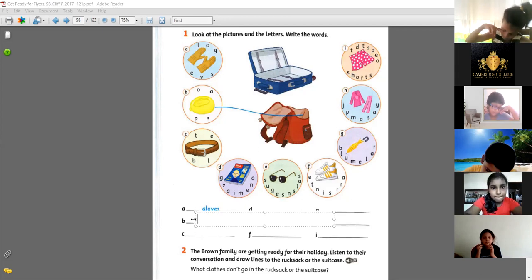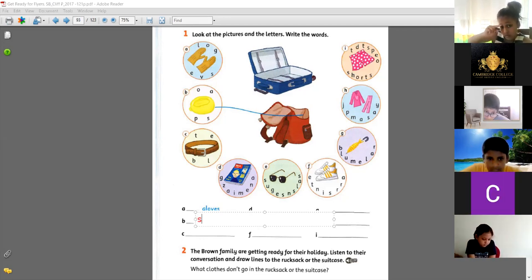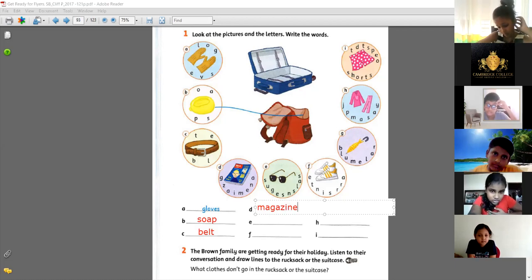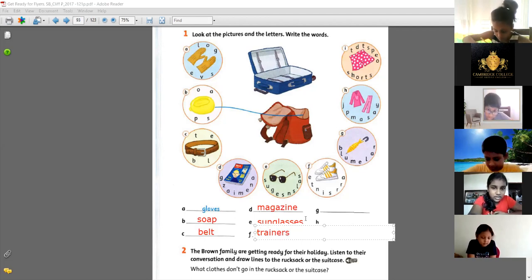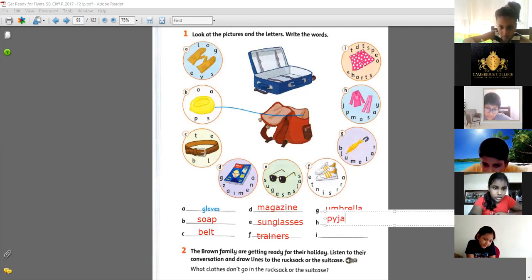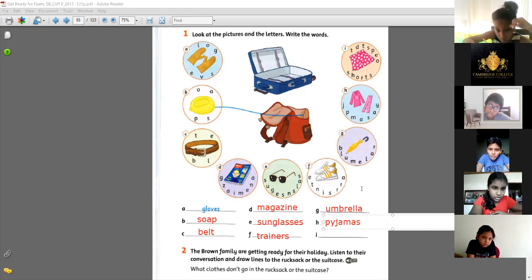Letter B, what is the word you want to write in letter B? Soap. Yes, soap. S-O-A-P. Next one, letter C. Belt. B-E-L-T. Belt. Letter D. Magazine. Yes, letter E. Sunglasses. Letter F. Trainers. Yes, trainers. Letter G. Umbrella. Letter H. Pajamas. Last one. Spotted shorts.